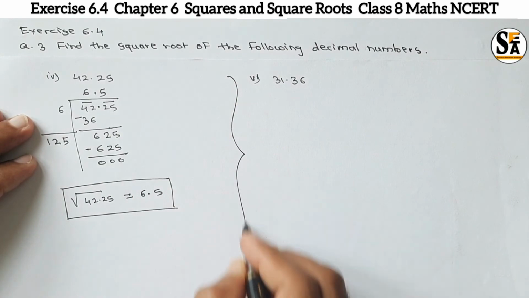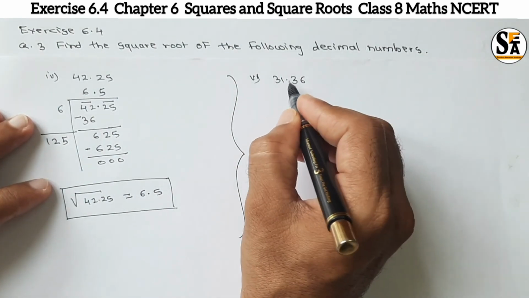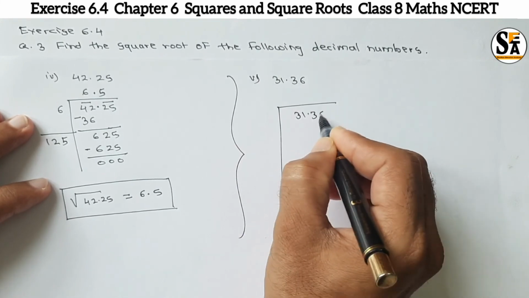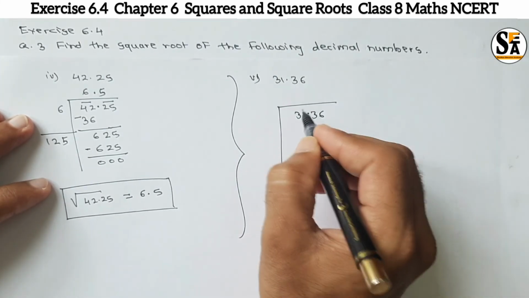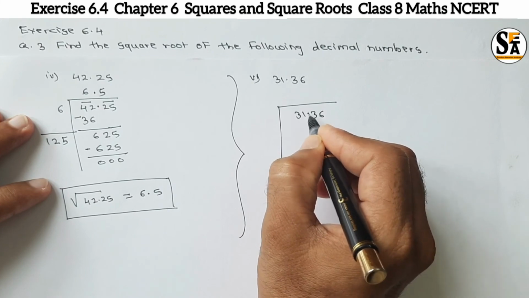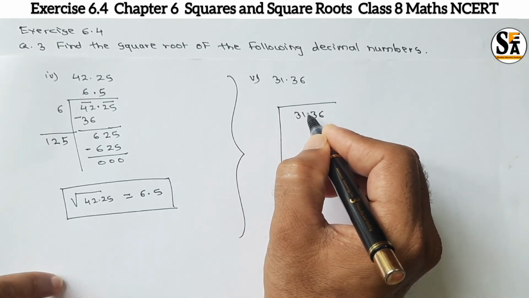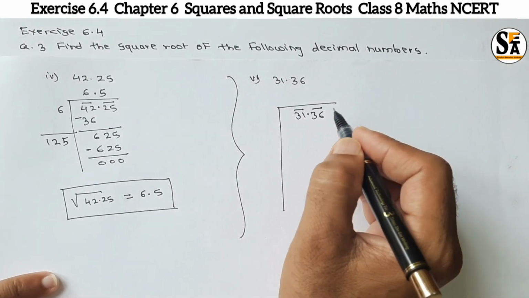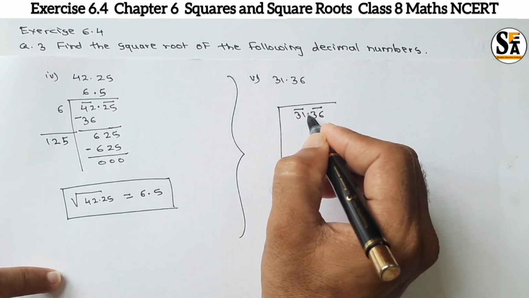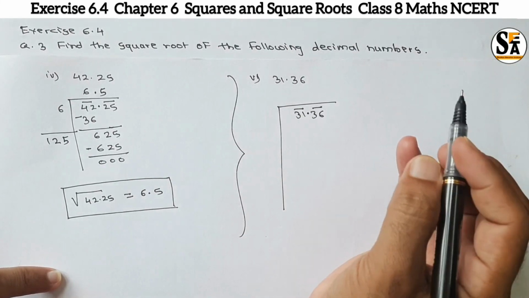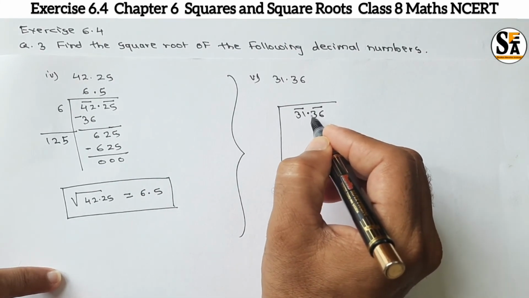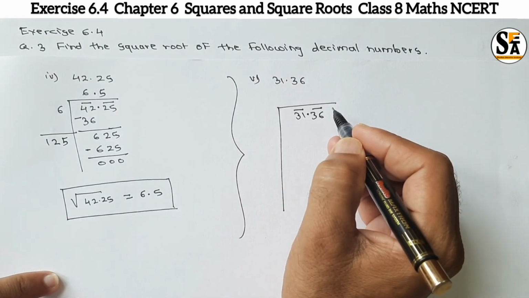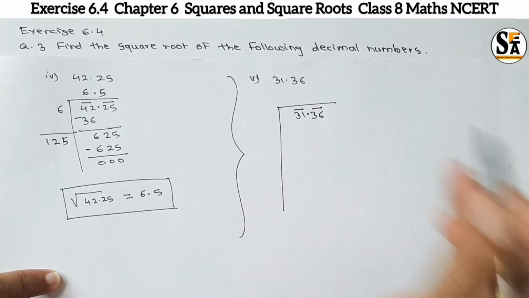Now see the next example, 31.36. Take this 31.36 in format. Make groups, put a bar or make pairs. This 31 will be first pair, 36 will be second pair. Always keep in mind this decimal point position. Do not mix two numbers which are on either side of the decimal point. This is not allowed in this method.